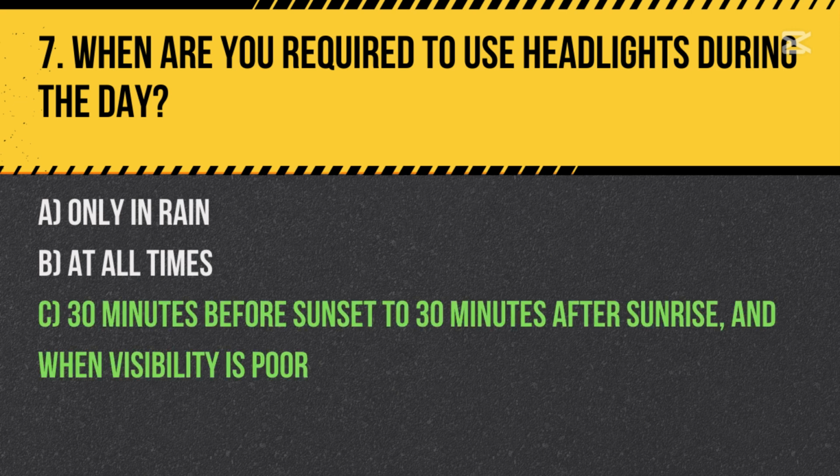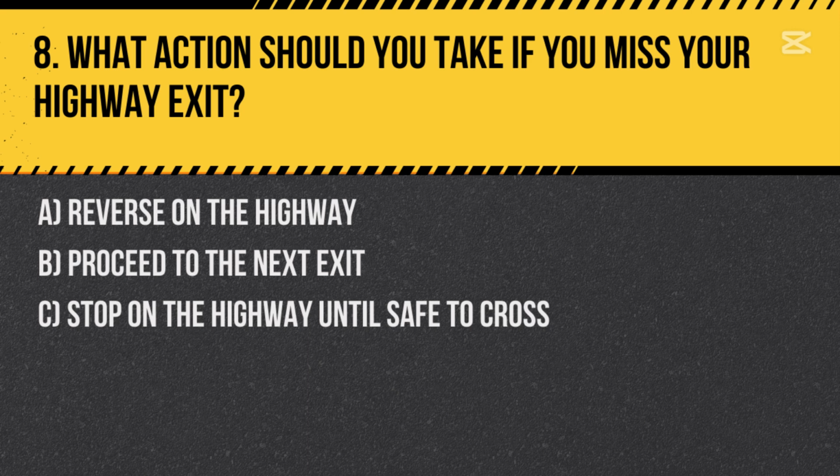Answer. C. 30 minutes before sunset to 30 minutes after sunrise, and when visibility is poor. This improves your vehicle's visibility to others. Question 8. What action should you take if you miss your highway exit? A. Reverse on the highway. B. Proceed to the next exit. C. Stop on the highway until safe to cross.